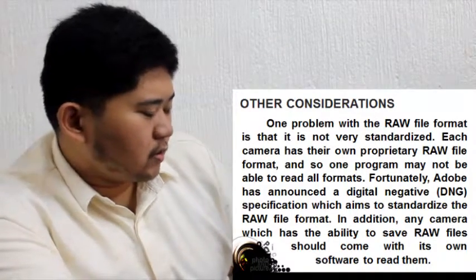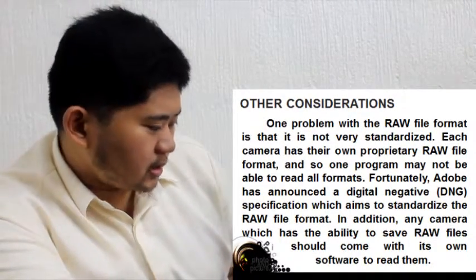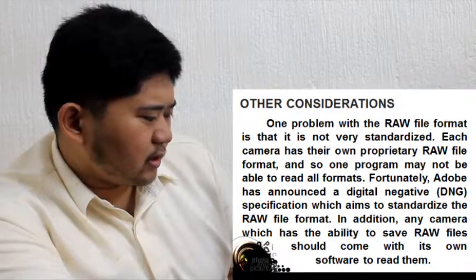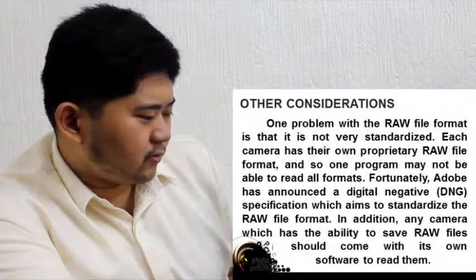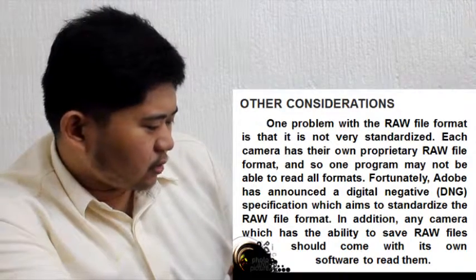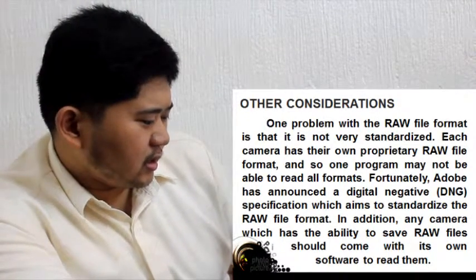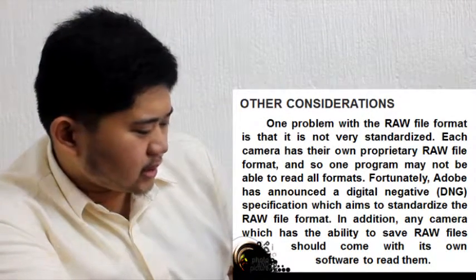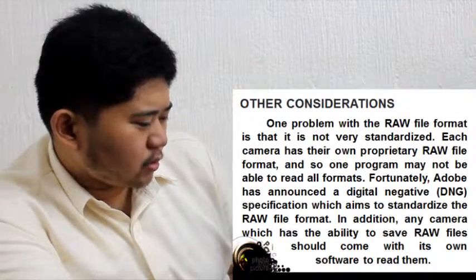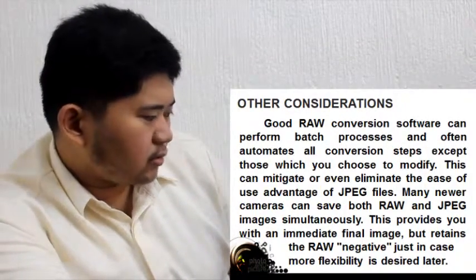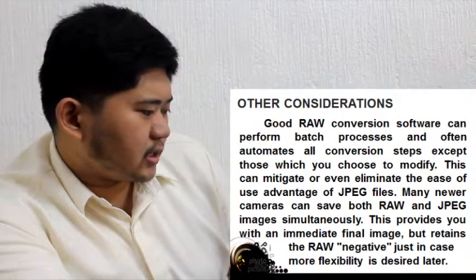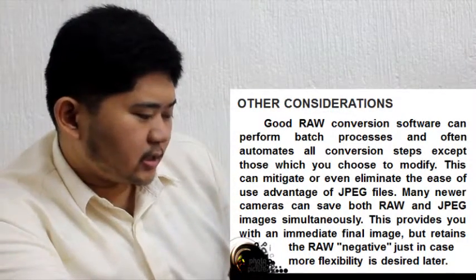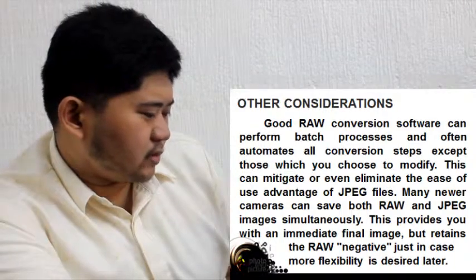Other considerations. One problem with the RAW file format is that it is not very standardized. Each camera has its own proprietary RAW file format, so one program may not be able to read all formats. Fortunately, Adobe has announced a digital negative, or DNG file, specification which aims to standardize the RAW file format. In addition, any camera which has the ability to save RAW files should come with its own software to read them. Good RAW conversion software can perform batch processes and often automates all conversion steps except those which you choose to modify. This can mitigate or even eliminate the ease of use advantage of JPEG files.